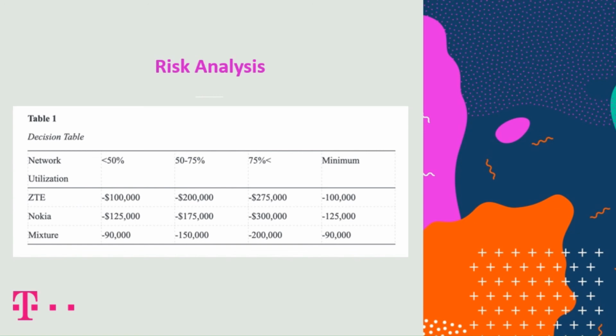And the minimax strategy in this case is sort of flipped to analyze this problem in a different light. It actually works out to where T-Mobile would choose the minimum of negative $90,000, or $90,000 in expenditures, which is a mixture of deploying both the ZTE and the Nokia product in the field. This analysis is provided to showcase how T-Mobile can go about making decisions using probabilities and statistics.